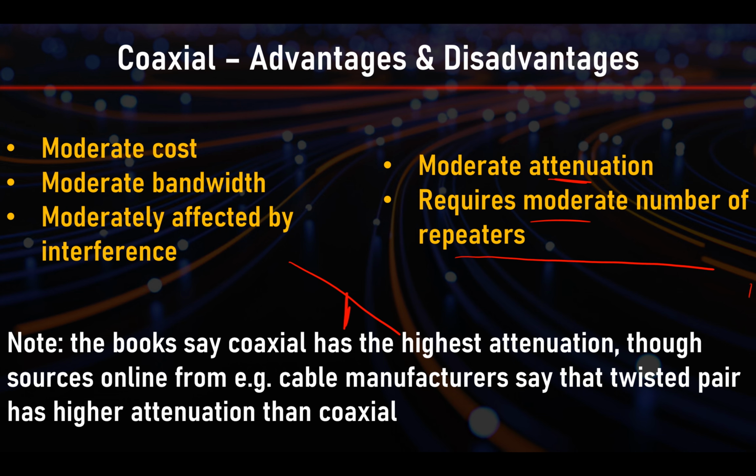All right. So actually, the book says coaxial has the highest attenuation, although when I actually searched online, for example from cable manufacturers, they were saying twisted pair has higher attenuation than coaxial. So to be honest, I think I'm going to trust the cable manufacturers rather than what the book says.